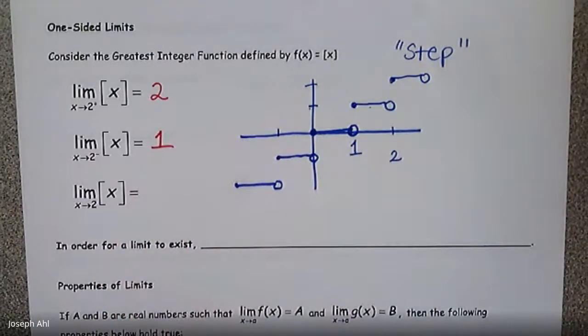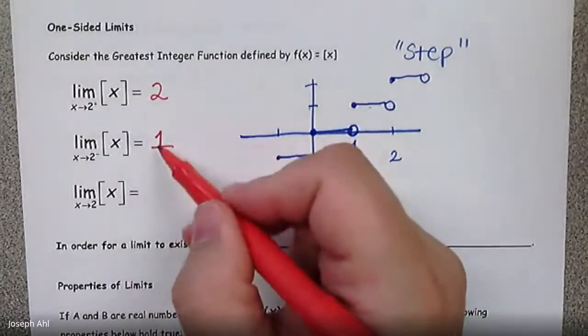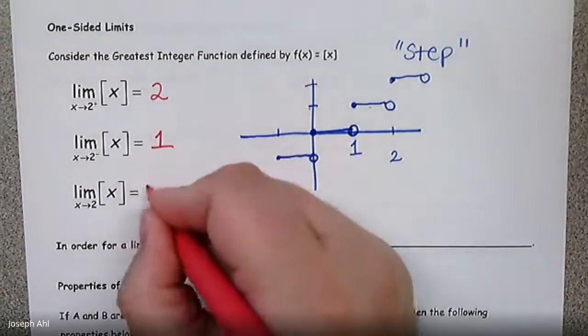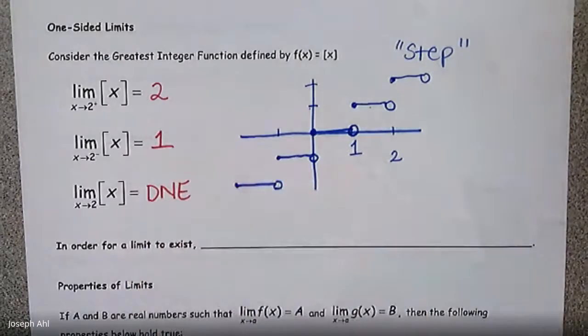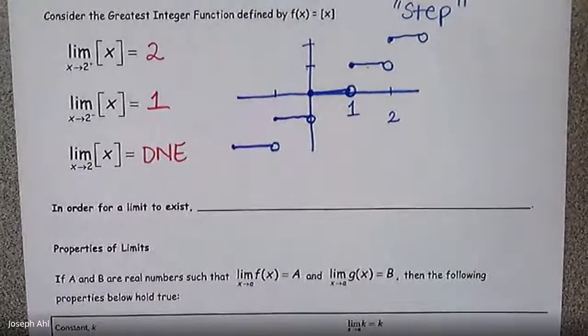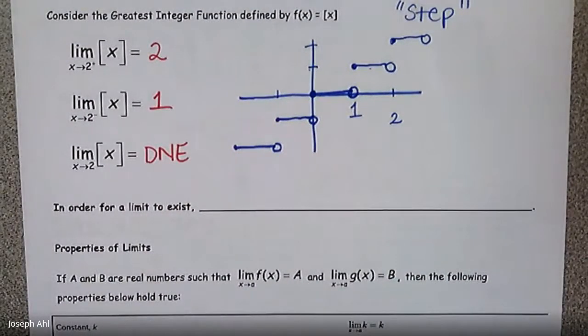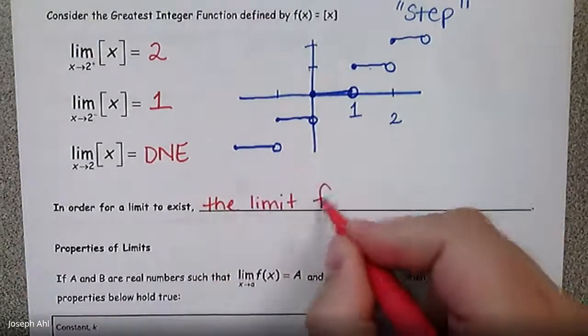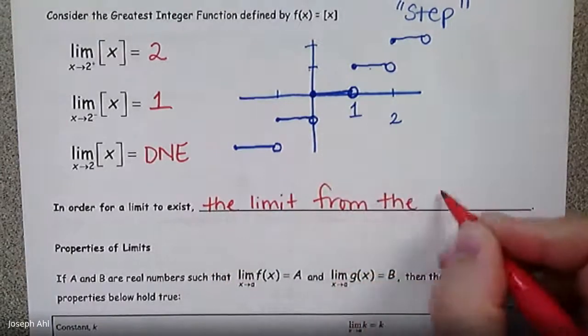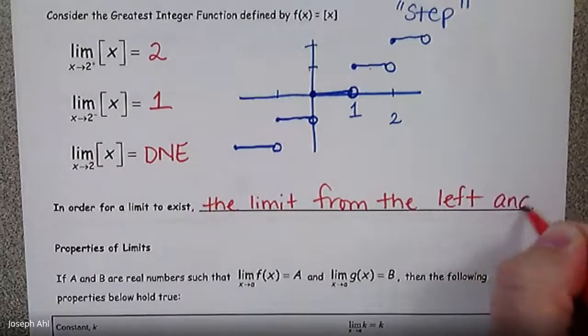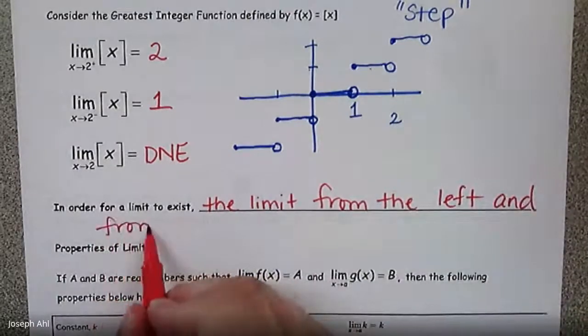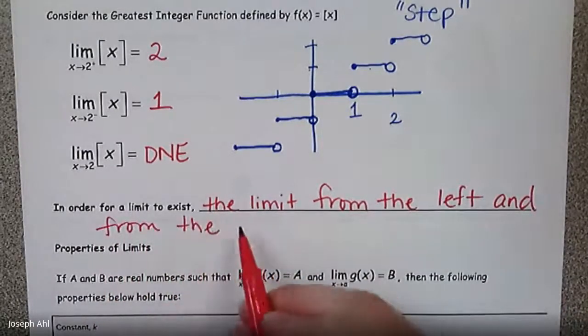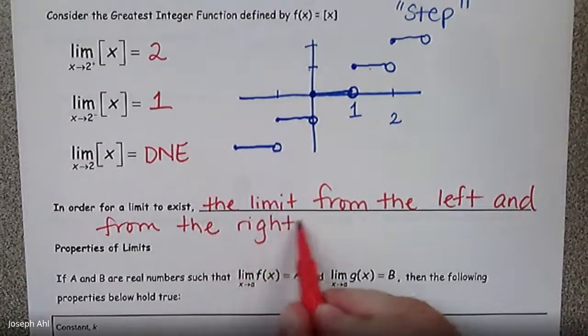So what that tells me at the end is since these right-hand and left-hand limits are different, that the limit as x approaches 2 in general does not exist. So graphically, that has to be true in order for the limit to exist. The limit from the left and from the right must be equal.